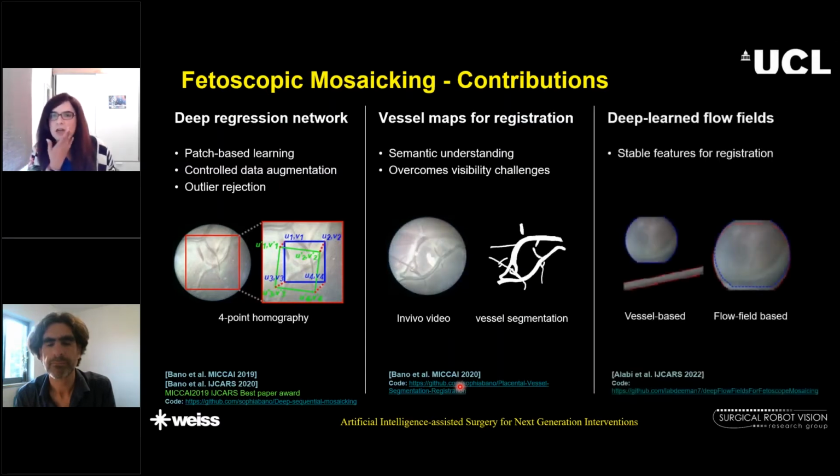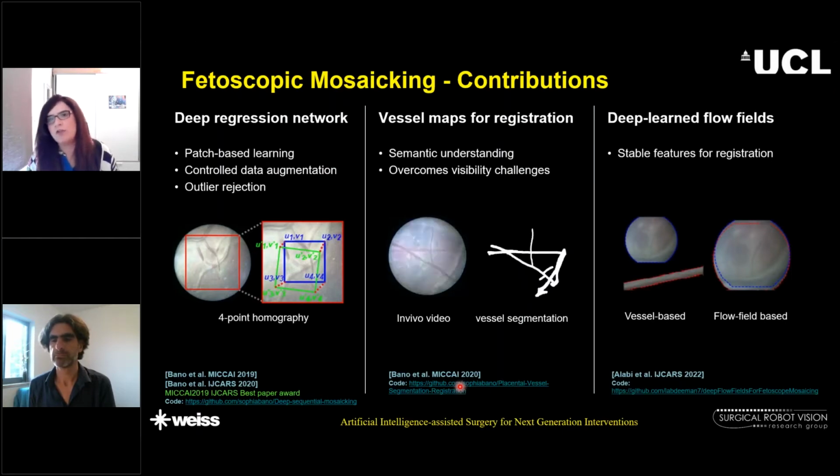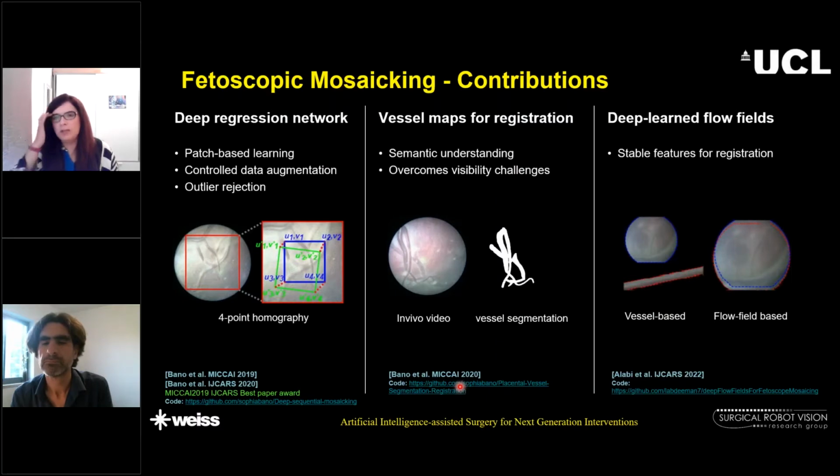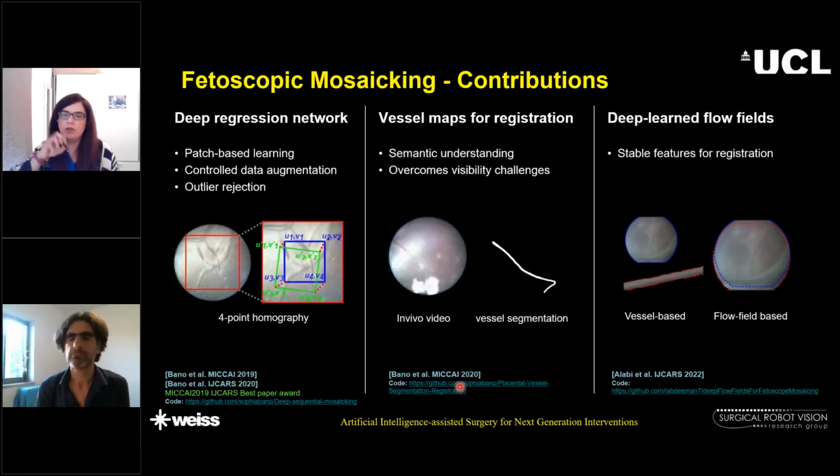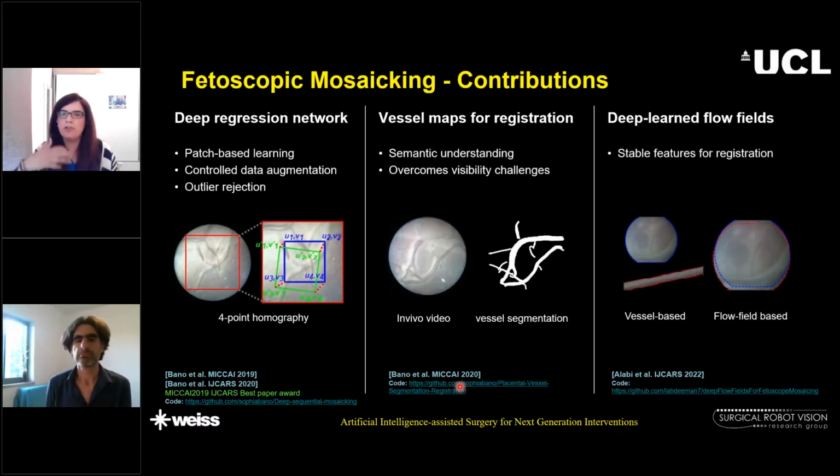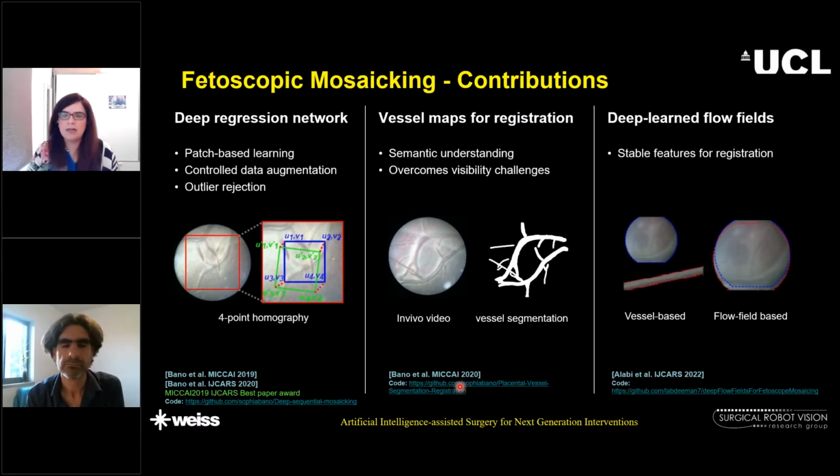So then with one of my students last year, Alabi, we started looking at optical flow or deep learned flow fields, and using these optical flow based features, in particular from FlowNet, we used these features for registration and mosaicing, and we found that it provided more stable registration, and it also helped to remove outliers that occur because of, let's say, floating particles going around in the scene.